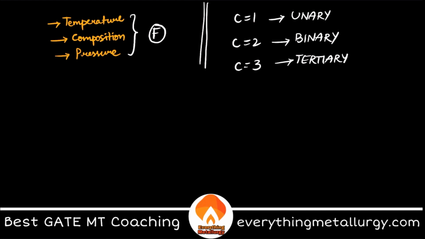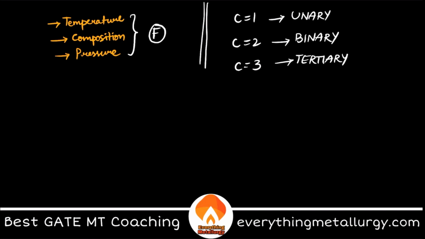So that means it is just to classify that, if C equal to 1, we define it as a unary system, or the phase diagram associated with a unary system is called a unary phase diagram. Similarly, if C equal to 2, the phase diagram associated with it is called a binary phase diagram. When C equal to 3, we call it a tertiary phase diagram. So these are all different classifications based on the number of components available in a system, right?